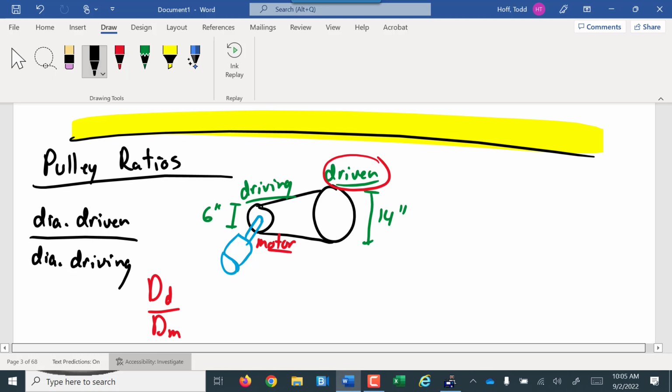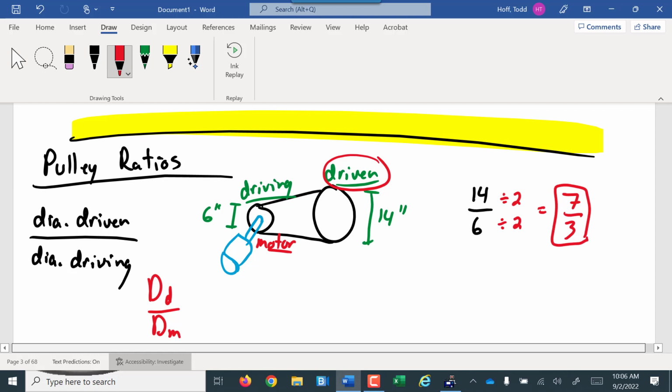So the ratio here, the driven would be the 14, the driving or the motor would be the 6. Now I realize you can turn that into a decimal by dividing it as 2.333 or 2 1/3. We don't want to do that. We want to leave it as a ratio of a comparison between two numbers. But we can reduce it by dividing both of those by 2 to get a 7:3 ratio. That is the pulley ratio.